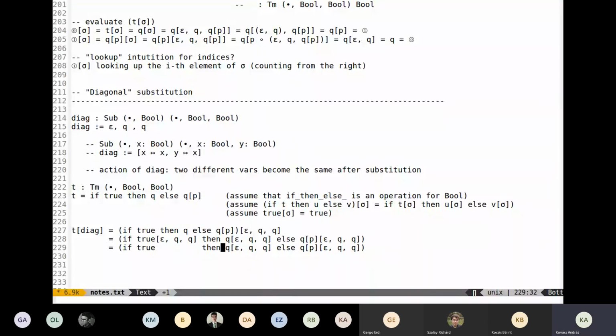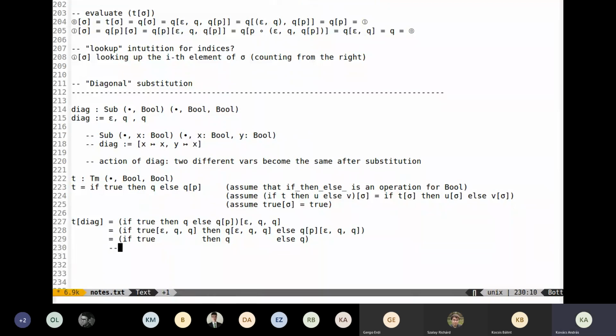And then here, this is the zero de Bruijn index. So from this list, we are just doing a lookup for the rightmost component, which becomes q. And this is the one de Bruijn index. So now we are looking up from the right the first one. So it's also just q. And here we can see that two different variables are mapped to the same thing.